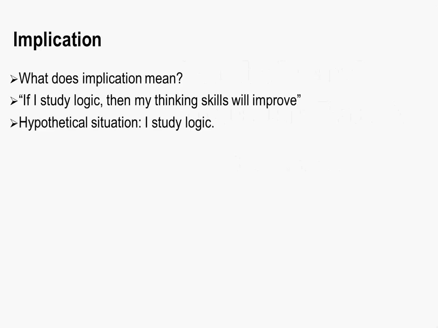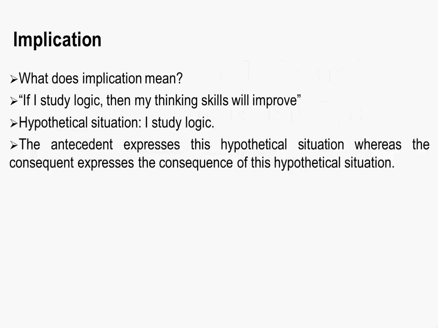The antecedent also expresses what's called the hypothetical situation, and the if word indicates that this is a hypothetical situation. This means that it's something that could happen, might happen, but it's not stated as a fact, as something that happens. The consequent, on the other hand, expresses what would be a consequence if that hypothetical situation held. And this is why this is called implication, because the antecedent implies the consequent.